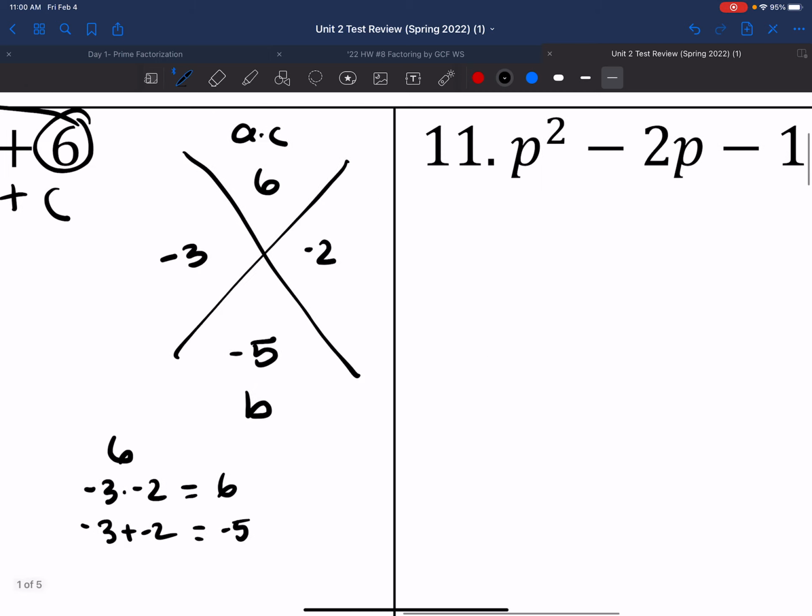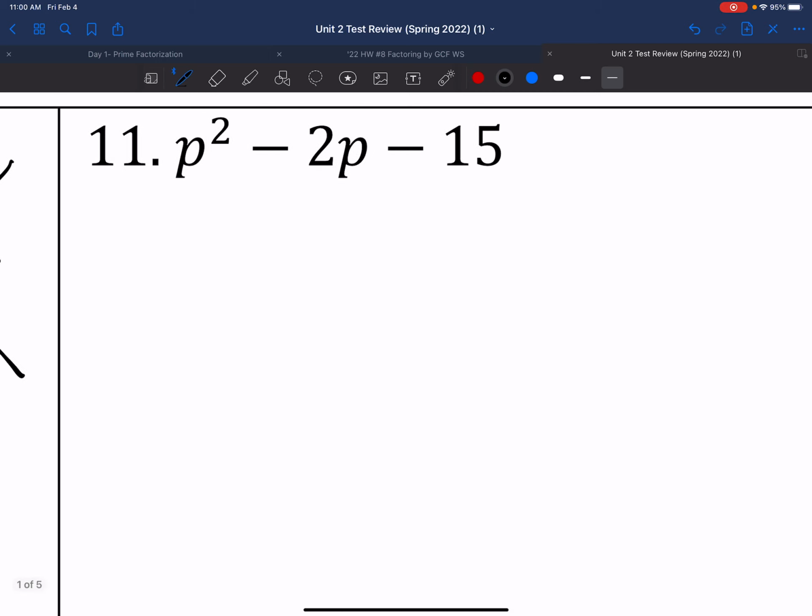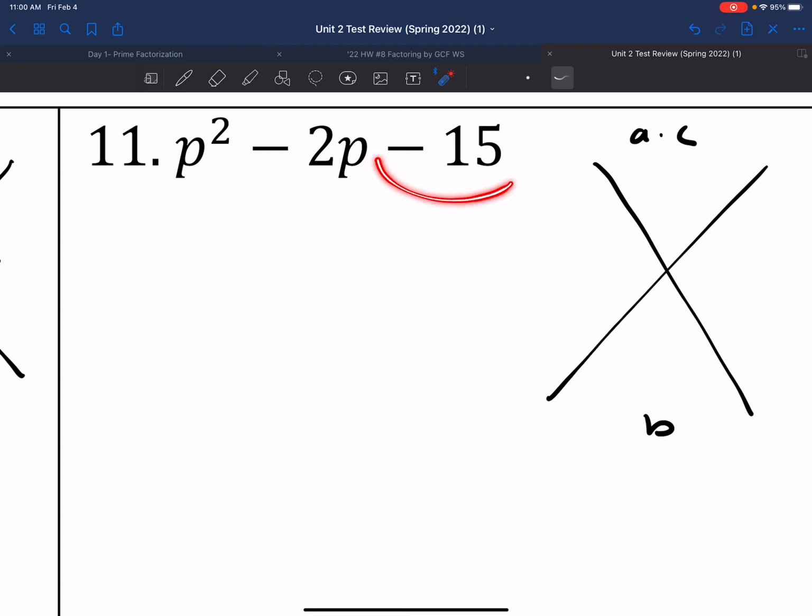Okay, let's do number 11. Now this time I'm dealing with my coefficients being, the last two terms here, negatives. So draw an x, a times c above and b in the bottom, and I'm left with, okay, negative 15 times 1, that's just going to be negative 15, and then negative 2 is on the bottom. And, okay, well, what do I do now?